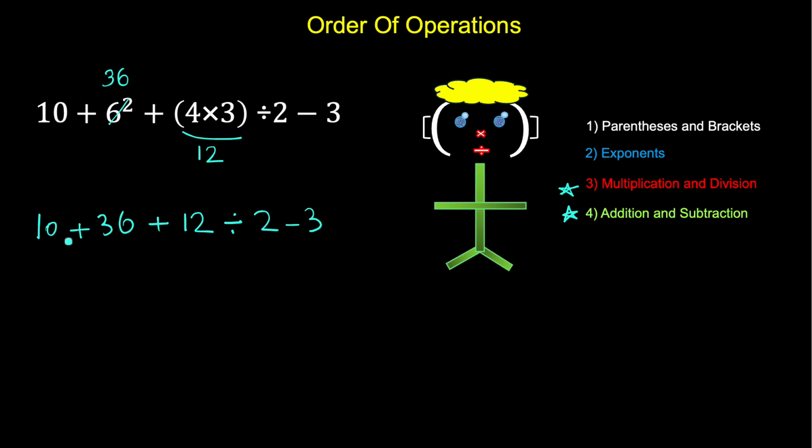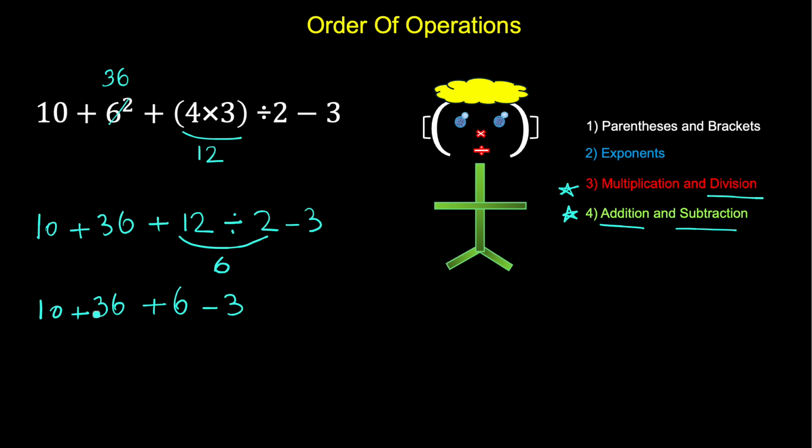And here we have addition, division, and subtraction. We know that division has priority over addition and subtraction. So we need to do the division operation first and then move to addition and subtraction. So here we have 12 divided by 2, which is 6. And then we have 10 plus 36 plus 6 minus 3.